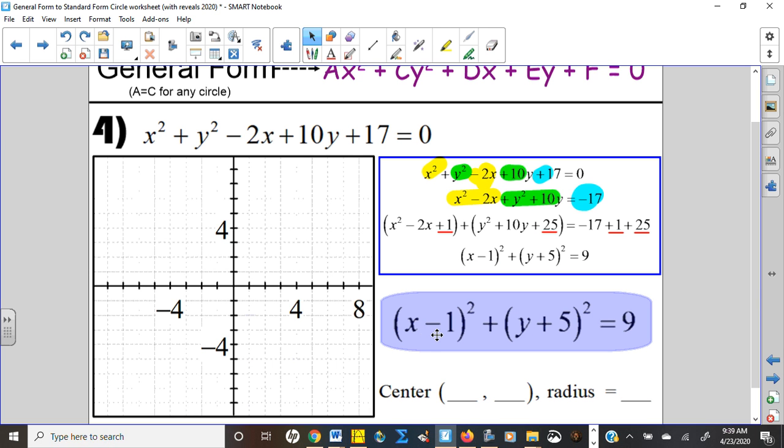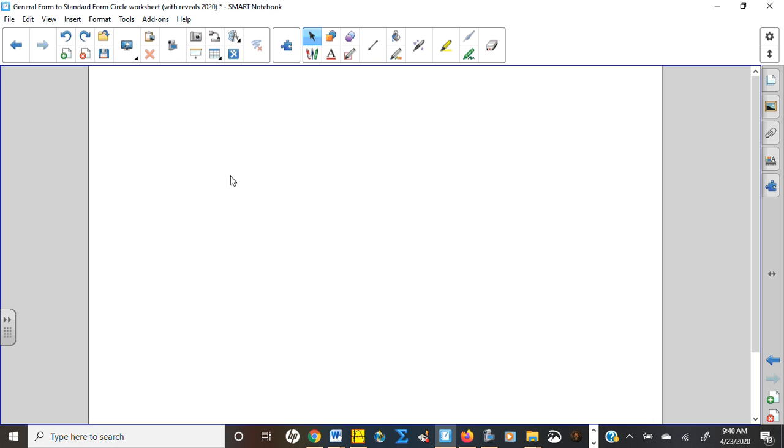So the center would appear to be 1, negative 5, and the radius is 3. So I'm going over 1, and I'm going down 5, and there's your circle. Hopefully, you're catching on to this. If you do enough of them, you will.